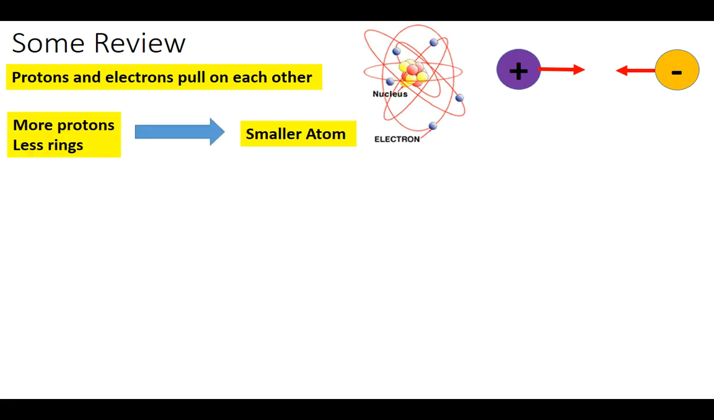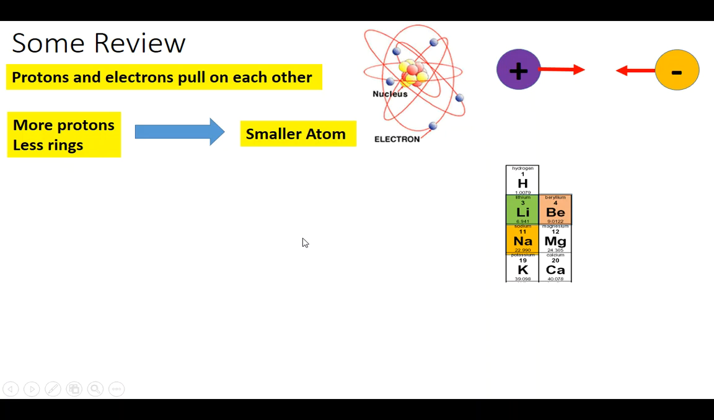Well, that means that some atoms are better at this than others. If you have more protons, or if you have fewer rings, we've talked about both of these possibilities, that means that you have a smaller atom, and that's kind of important for this unit because it's going to tell us how things bond in just a minute.